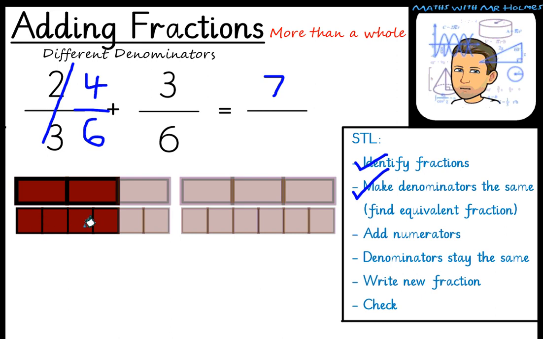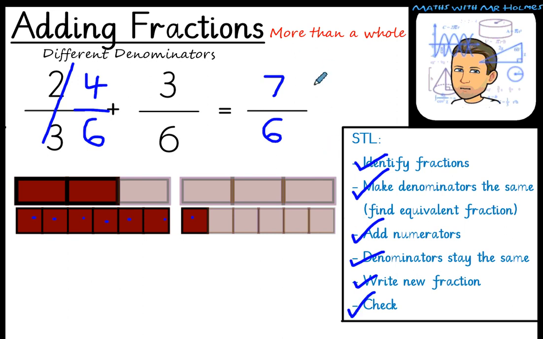We had 1, 2, 3, 4/6. Add another 3/6. 1, 2, 3. We can see we have 7 pieces of chocolate. Our denominator stays the same, 6. That's the size of the piece, split into 6, 6 pieces for each chocolate bar. We write the new fraction down, 7/6 we have. 1, 2, 3, 4, 5, 6, 7. And then we check through nice and carefully.